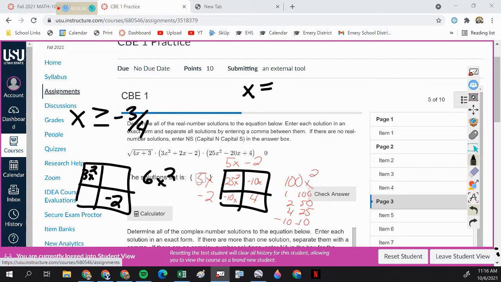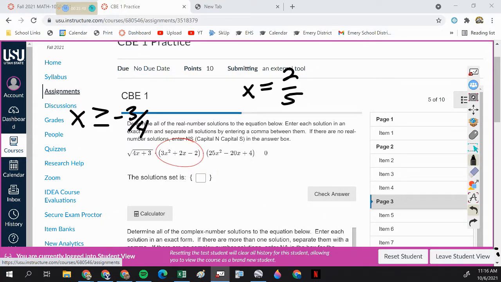So x is, add the 2, divide the 5, x is 2/5. Is that an acceptable solution? Yes, because it's greater than negative 3/4. If it was less than that, then we would throw it away. Okay.